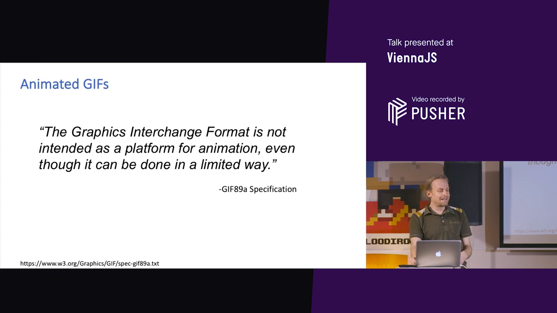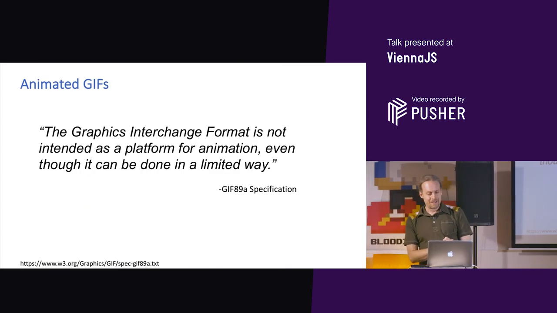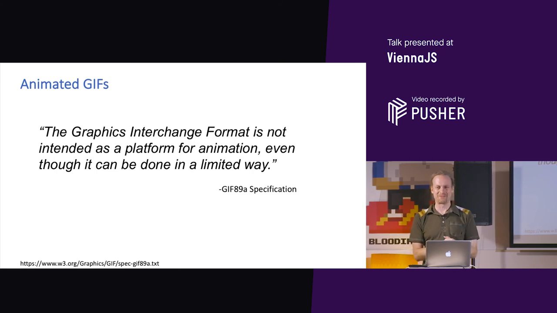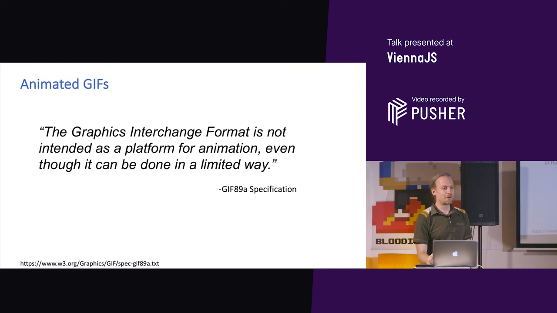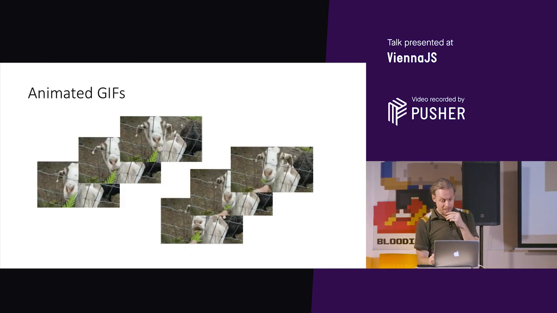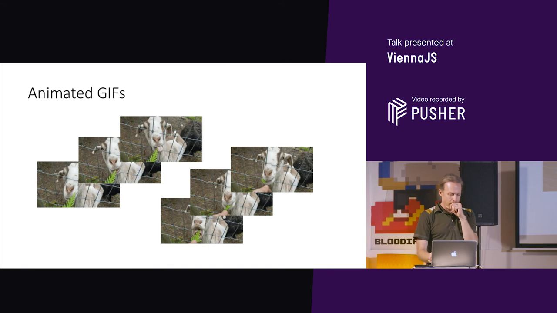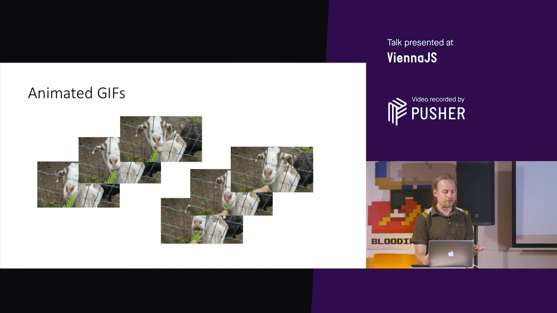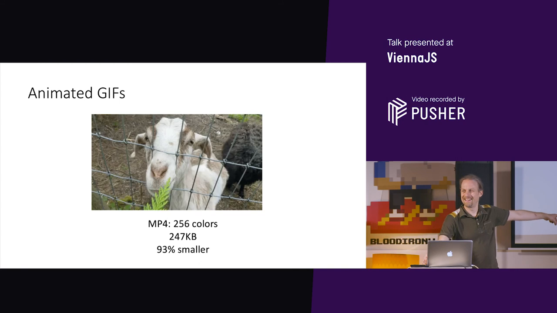If you go back to 1990 and you read the spec, the GIF format is not intended as a platform for animation, even though it can be done in a limited way. The spec tells us we shouldn't be using animated GIFs. But you know, that ship has sailed. The problem with animated GIFs, if you have 30 frames per second, is it's literally 30 GIFs, and there's no compression through time. Videos compress through time. So if I save this as a movie, it's only 250K.